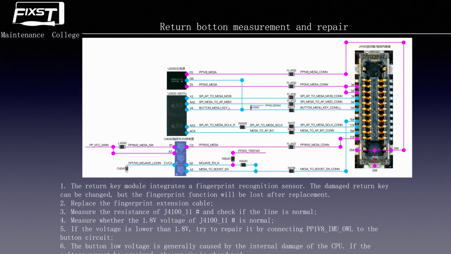Because the button low voltage is generally caused by the internal damage of the CPU. If after we make a jumper to this circuit to feed the voltage to this circuit the voltage has still not become normal, we cannot repair it because this is a CPU inside problem. The CPU, the IC inside, has some problem. Not loose, not short, it's like this. So we cannot repair it because the CPU cannot be changed.